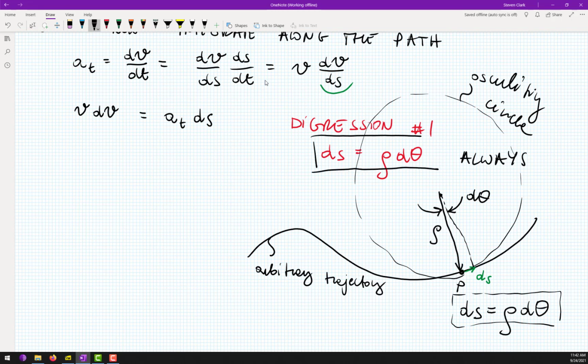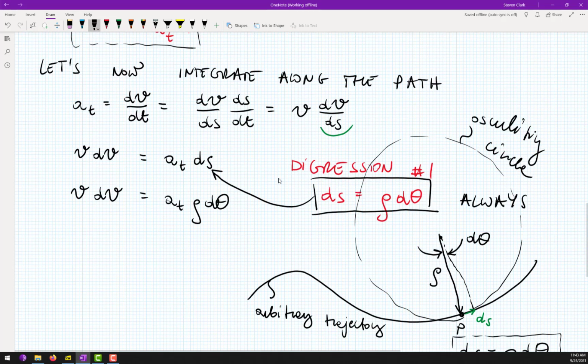This is always true, so we can plug it in here basically. Do you see? We can plug it here, and we will end up with v dv is equal to at rho d theta. And now yesterday when I was solving that, I asked myself, what on earth is rho? What is the expression for rho? Because we don't know how rho changes. We just know rho zero and rho final.